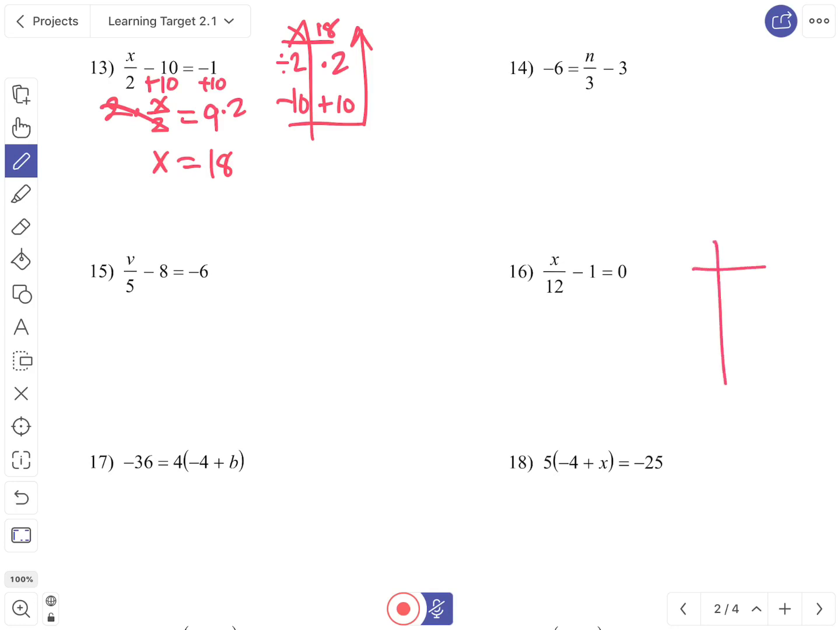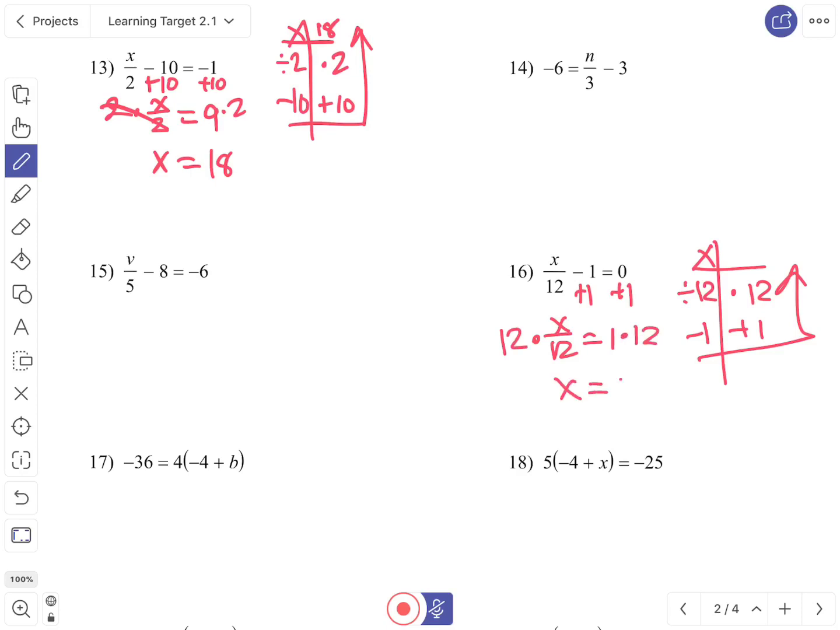Okay, number 16, what's happening to x? Divide by 12, subtract 1. I need to add 1, then times by 12. So we would add 1 to both sides, giving us x over 12 equals 1, then times by 12. And we get x equals 12.